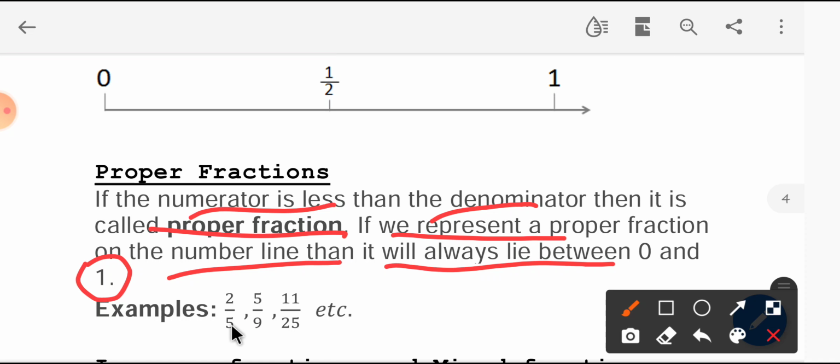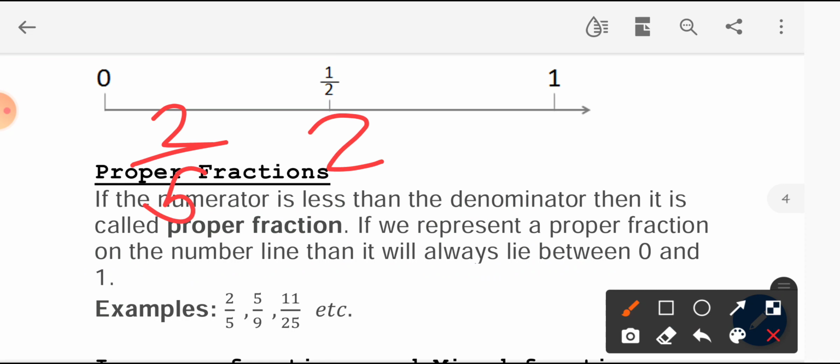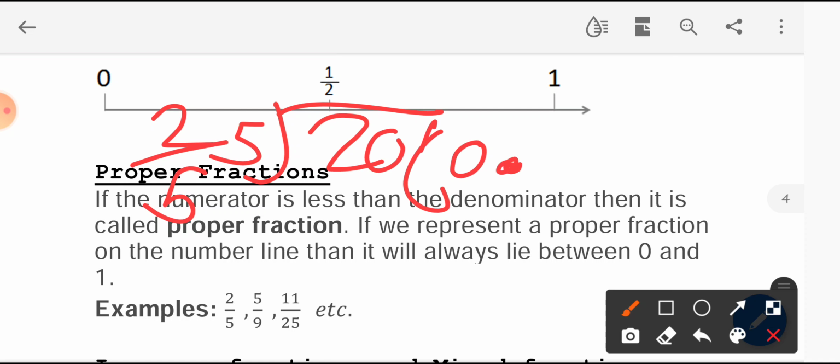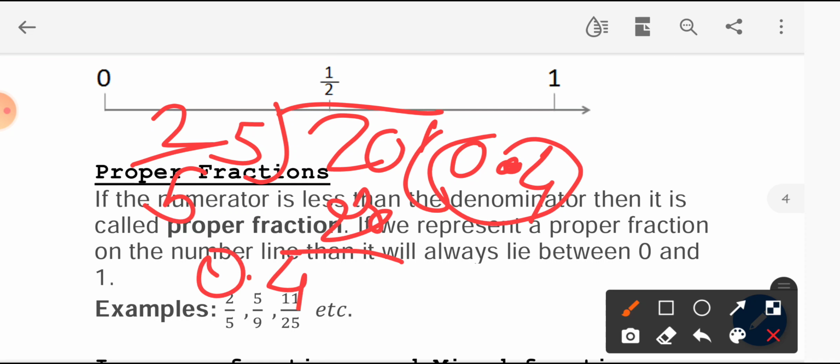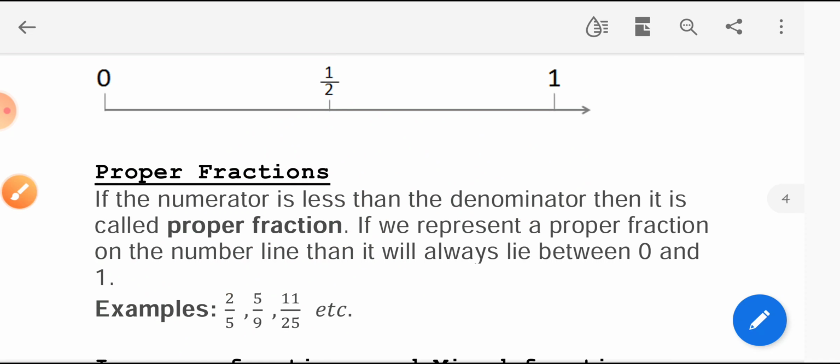For example, 2 by 5, 5 by 9, 11 by 25. You can see that here 2 is less than 5, 5 is less than 9, 11 is less than 25. It means they are called proper fractions. Or you can see 2 by 5. What is the meaning of 2 by 5? It means you have to divide 2 by 5. Here 2 is given, so we cannot divide it. So we'll take 0 here, and we'll put a decimal point. 5 4s are 20, so 0.4. It means 0.4 comes between 0 and 1 only. So a proper fraction always lies between 0 and 1. It is not greater than 1.